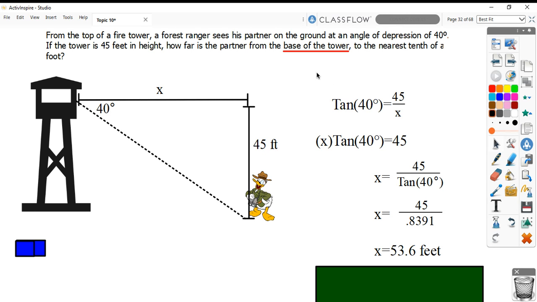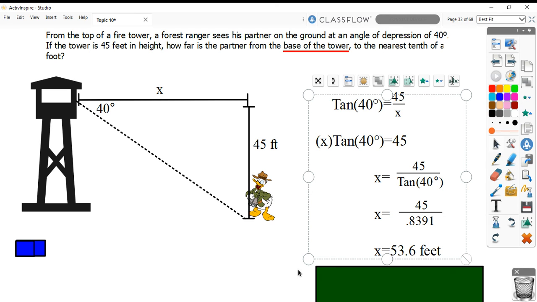On this problem, you'll notice that there is nothing to worry about with the height of the person because the height of the person is not even part of the problem. We already know the height from the ground up to where the ranger is. We already know that we're talking about ground distance from the man on the ground to the bottom of the tower. So it doesn't matter how tall he is. We are finished with this answer right down here.